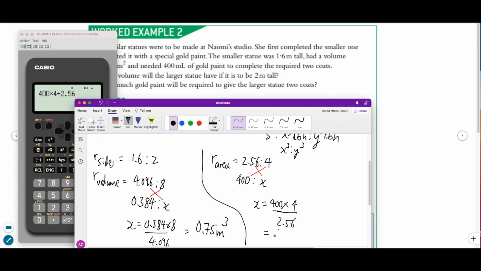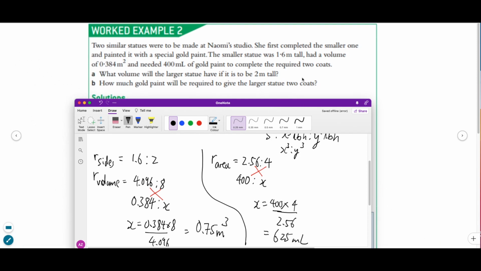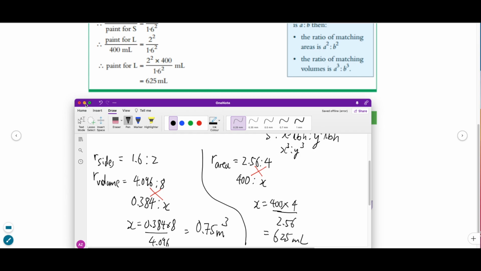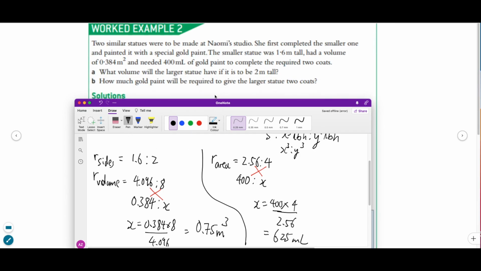$625. So then it should give you 625 mils. That's what's required. That's how many mils of paint is required to paint the largest statue, and check the answer. As you can see, 625 mils. Okay, so just remember, when it comes to doing these questions, make sure you write these out clearly.